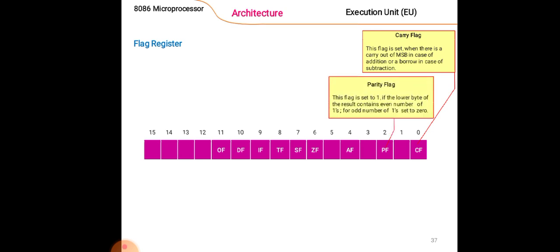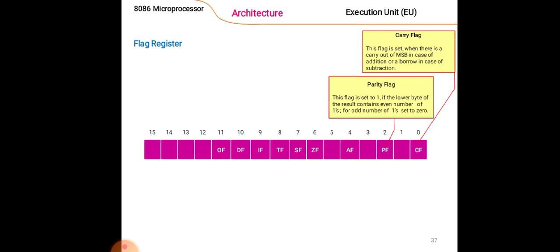Then the parity flag. Parity means the number of ones present in the produced output. If the output is produced like 0 1 1 0, then in 0 1 1 0 the number of ones is 2. That means the output has even parity. And if the output is 0 1 1 1 0, then the number of ones is 3. That means odd parity is generated. So the parity is nothing but the number of ones present in the output.